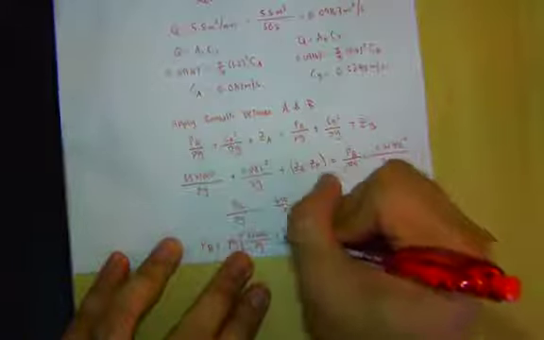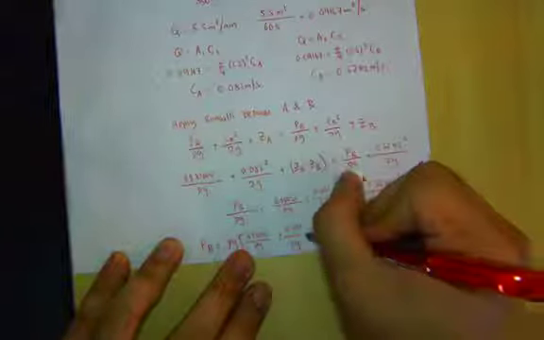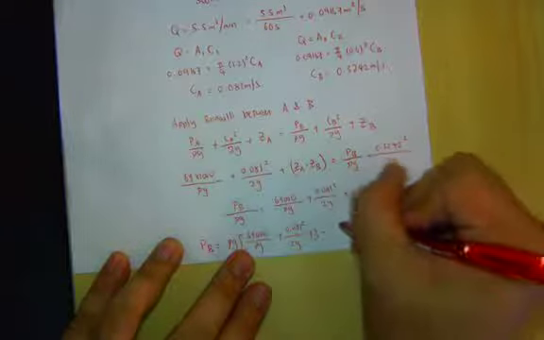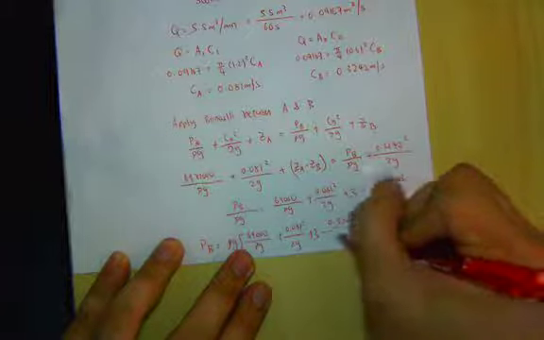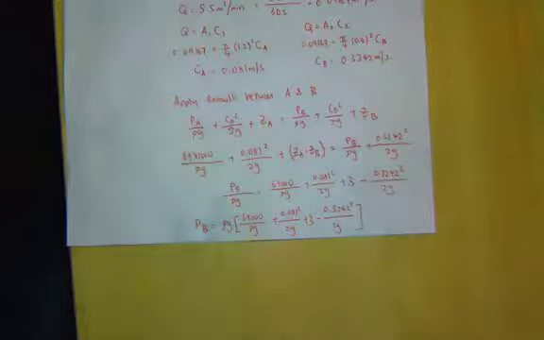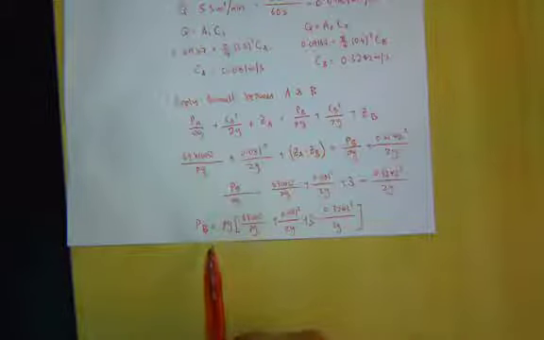So your PB, eventually you can bring the rho G across. So rho G times your 69,000 over rho G plus 0.081 square over 2g plus 3 minus 0.3242 square over 2g. So this is what I have eventually.